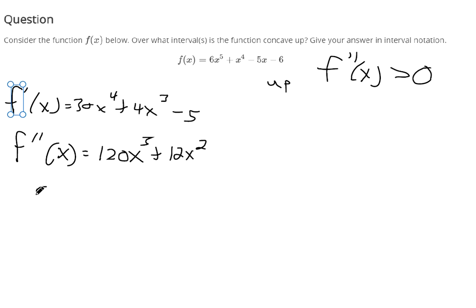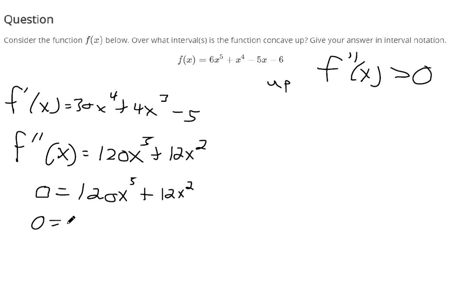Set the second derivative equal to 0, just like what we used to do with critical points, except what we're finding here are potential inflection points, as they're called. Everything we solve for here is going to tell us all the possible locations where we switch concavity. If you actually do switch concavity, then you can formally identify it as an inflection point.